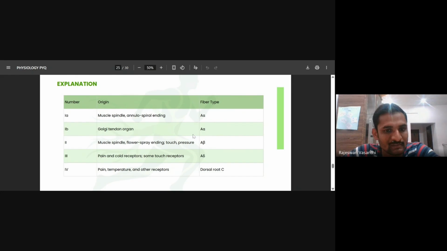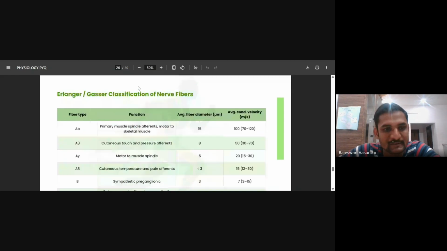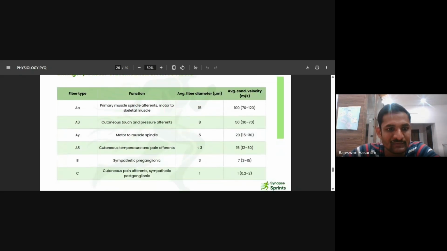A beta fibers are seen in muscle spindles in the flower spray ending. They help in the transmission of touch and pressure. A delta for pain and temperature, pain and cold receptors. We have dorsal root C fibers, which help in carrying pain, temperature, and other receptors. So this is the Erlanger and Gasser classification. As we earlier discussed, this classification is based on nerve fiber diameter and also on conduction velocity. As we go down from A alpha to type C, gradually the myelination decreases, fiber diameter decreases, conduction velocity decreases, and the refractory period increases.